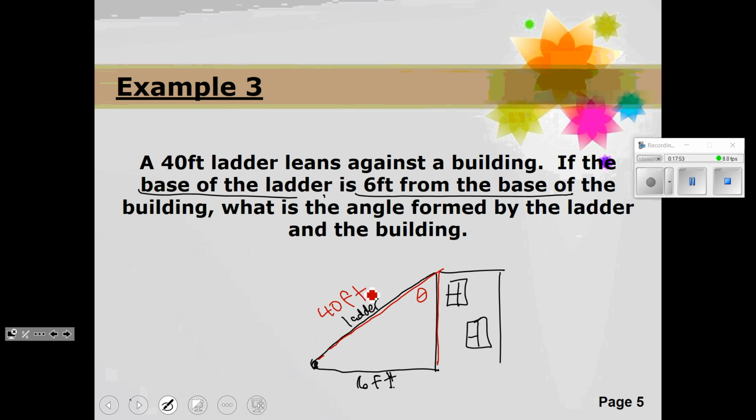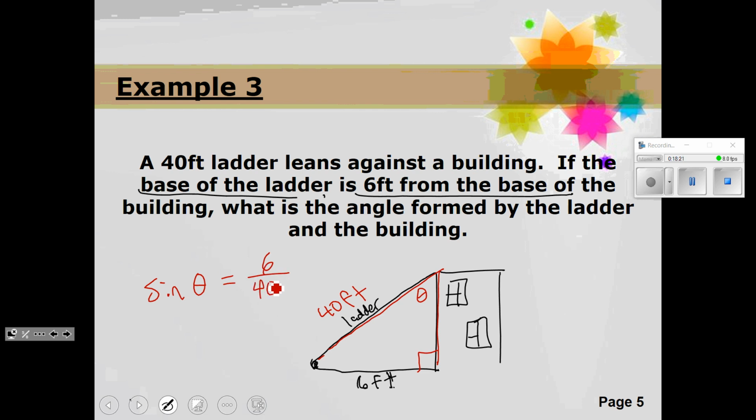So in this case, I'm searching for the angle. So tell me, what's the relationship of theta to 6? Opposite. And how about theta to 40? That is your hypotenuse. Okay, so opposite and hypotenuse is sine. So I'm going to say the sine of theta is equal to 6 over 40.